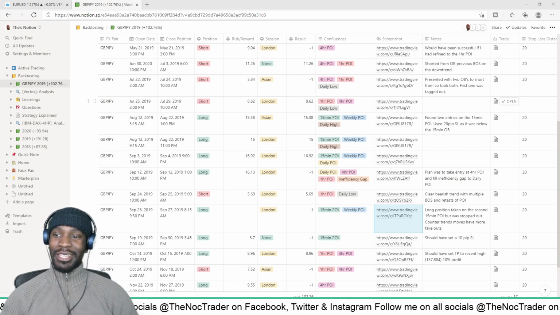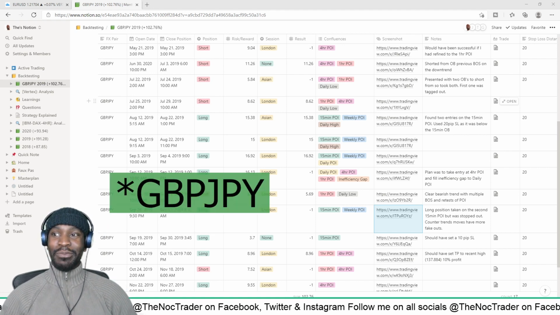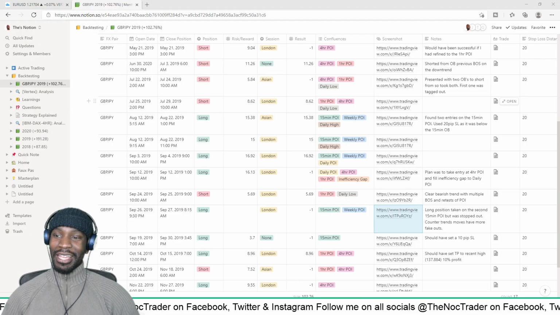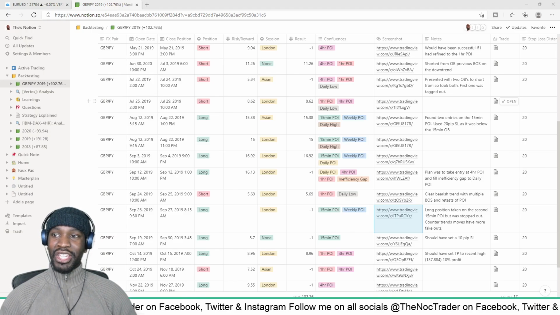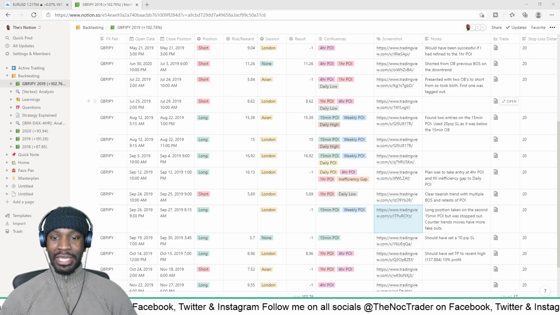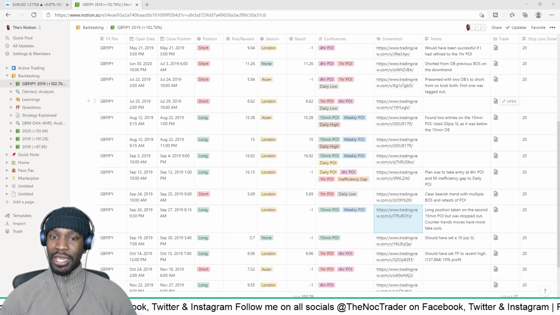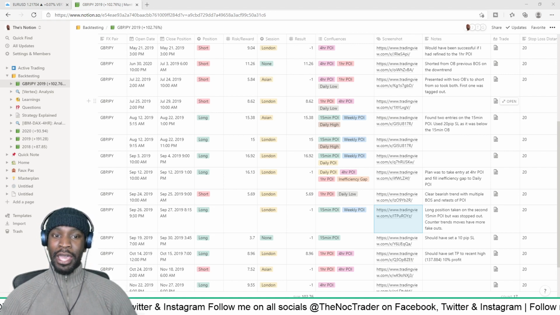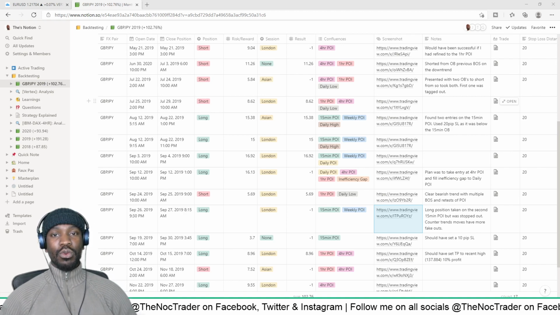As you can see here, this is how I backtested GBPJPY. I backtested GJ for 2019 just to see if the Vertex method worked. And I'm going to go through a little bit how I backtested it and the data that I got from it. So without further ado, let's go.